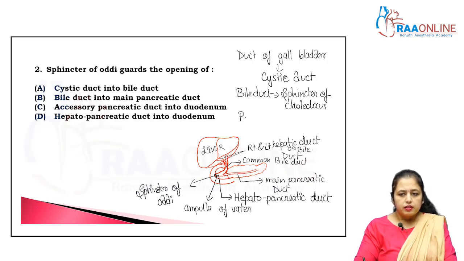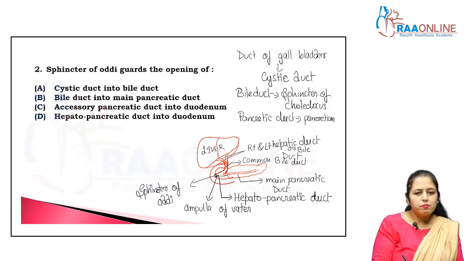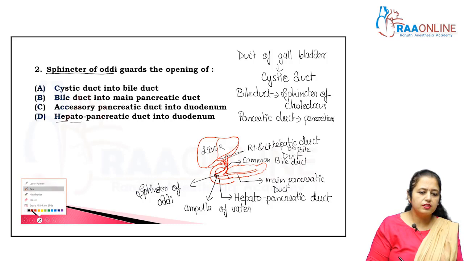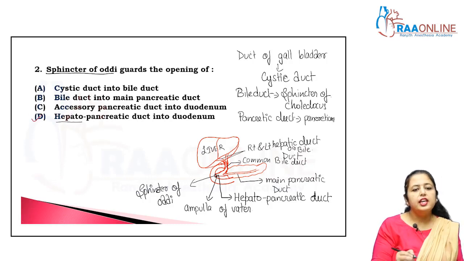And the pancreatic duct is guarded by the sphincter pancreaticus. Clear? So simply that sphincter of Oddi guards the hepatopancreatic duct into the duodenum. So the answer is the D.